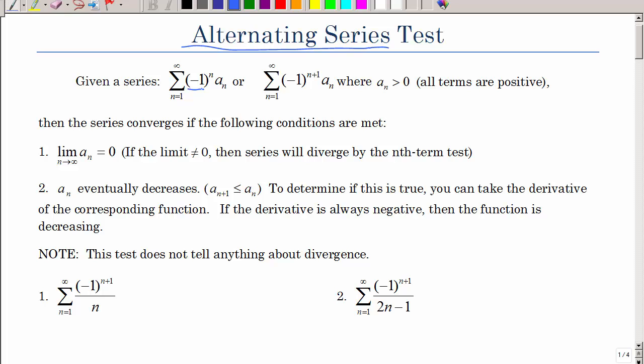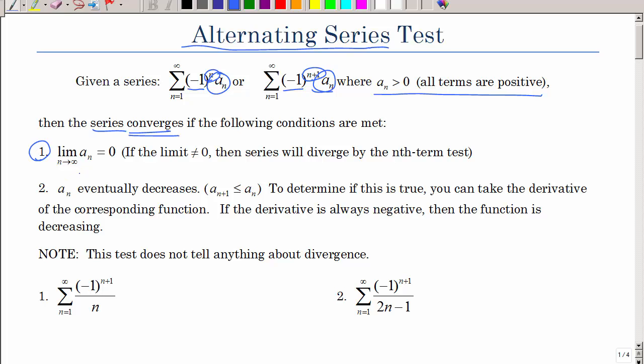So you're going to see a -1 raised to a power within that series, and that's going to cause it to alternate between a +1 and a -1. The other terms, the a sub n's, should all be positive. So what does this alternating series test say? It says the series converges if the following conditions are met.